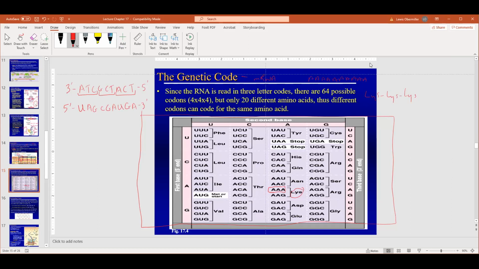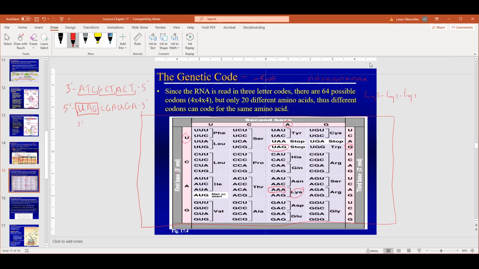And don't forget the 5' and the 3' ends, because that's really important. So the ribosome would come along and read this in 3-letter batches. The first 3 letters would be UAG. I would give you this code, and you could look for the first base is U, second base is A, and the third base is G. So UAG, and that's a terrible example.